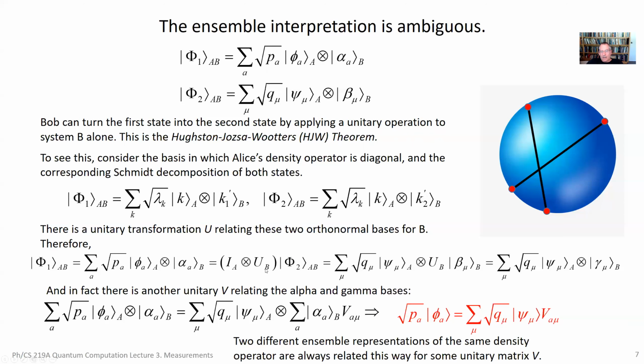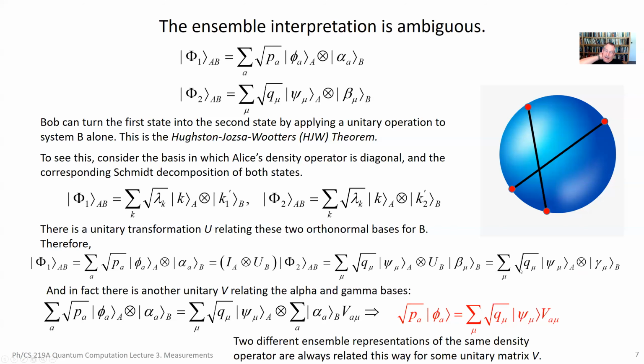So phi1 can be written as identity on Alice's system, we don't touch Alice's system, tensored with some unitary on Bob's system, acting on phi2. Okay, and when we apply those unitaries to the basis that we use to express phi2 here, we just get some other basis. And I guess I decided to call that the gamma basis for system B. So now look at what we have here. We have a state phi1, which can be expressed in two ways. It's the same state expressed in two ways. And in the first way, if Bob measures in the alpha basis, he'll realize the first ensemble, phi A with probability PA. That's the alpha basis. And in the other basis, the gamma basis, if Bob does an orthogonal measurement in that basis, he'll be preparing psi mu with probability Q mu.